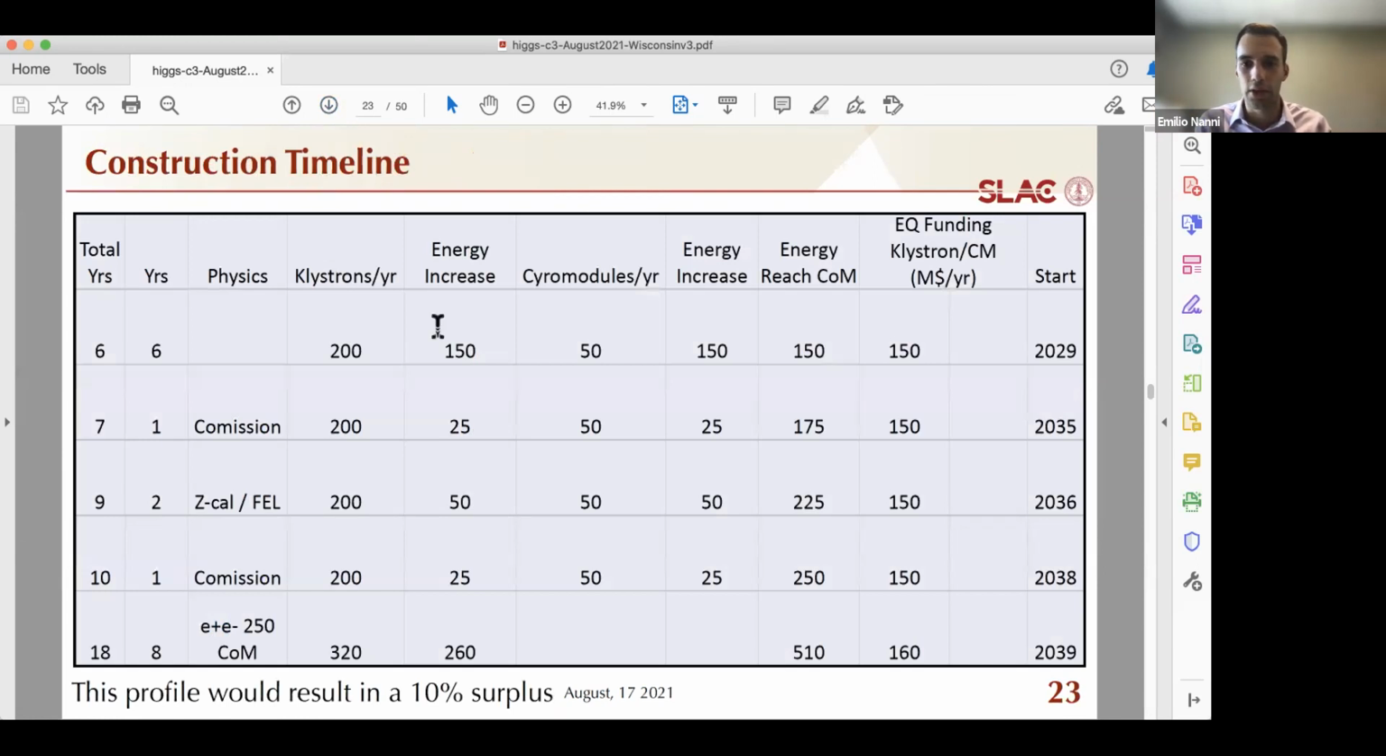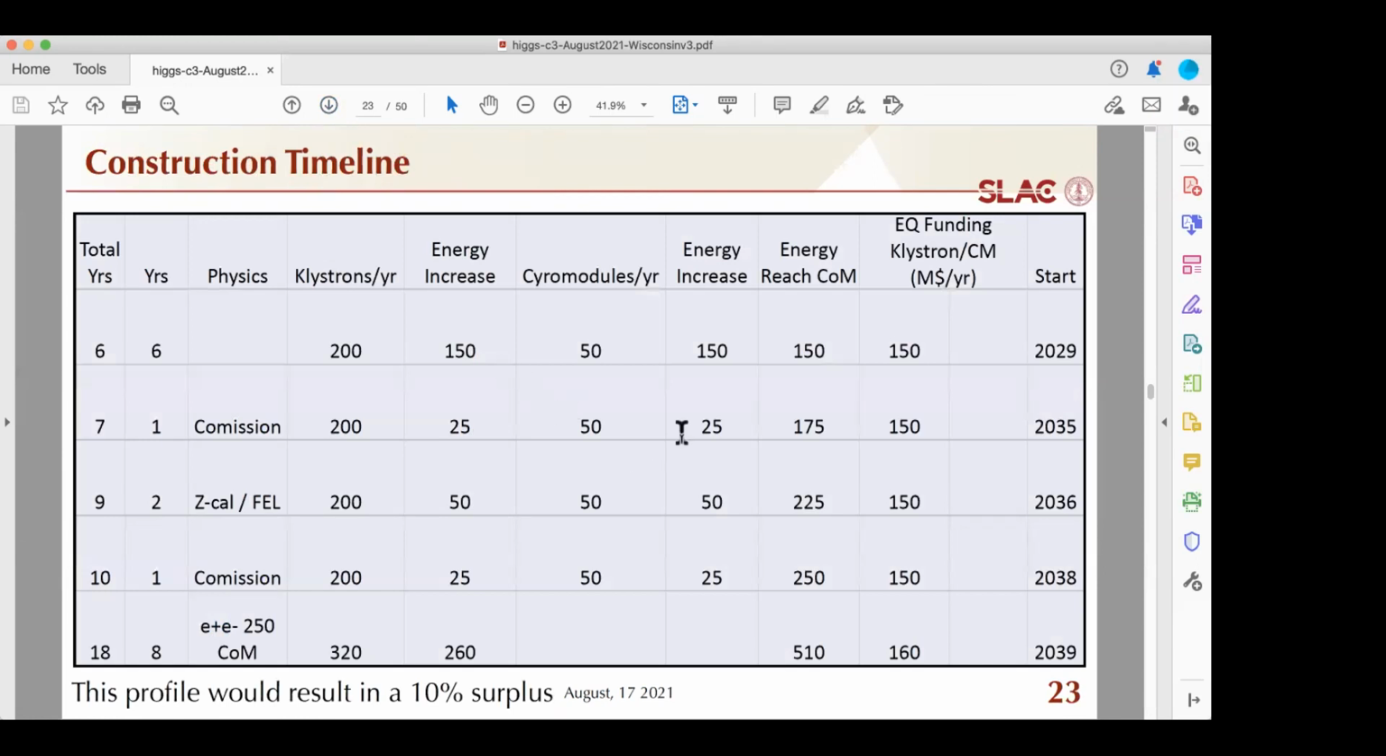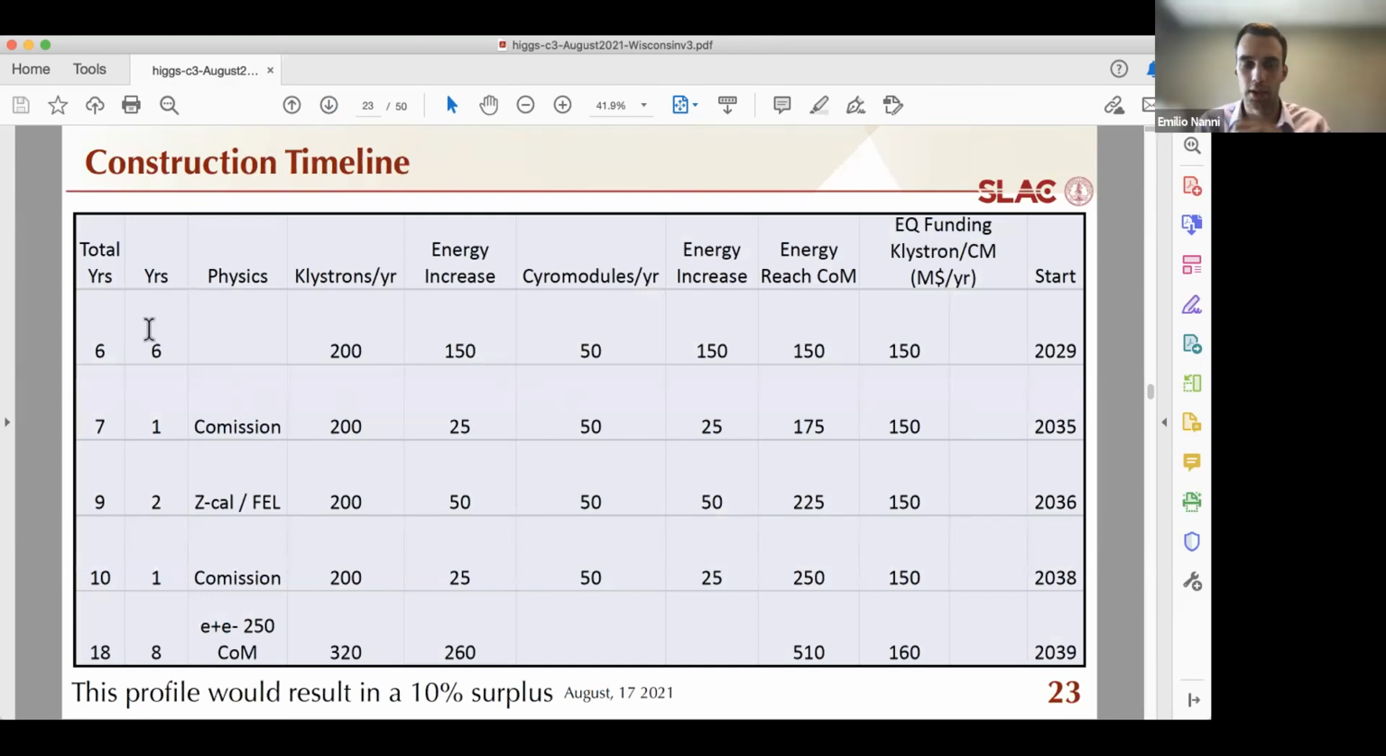Okay, I see we're getting close to 3 p.m. So just a brief comment here. This matches the timeline that we showed earlier, but it's really looking at it from the view of what you would need to do for constructing the main LINAC. And you're talking about producing roughly 200 klystrons per year and 50 cryomodules per year as you're doing the installation. And then during the RF upgrades, once you're operating at 250, you bump up the number of klystrons, but you don't need any more cryomodules.